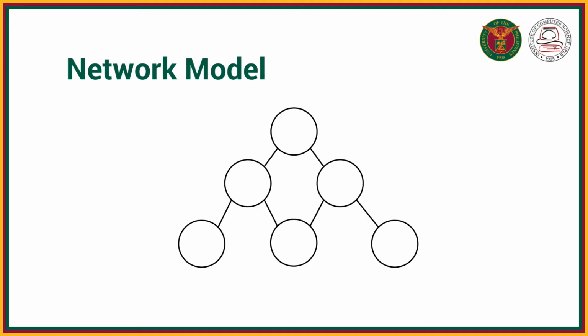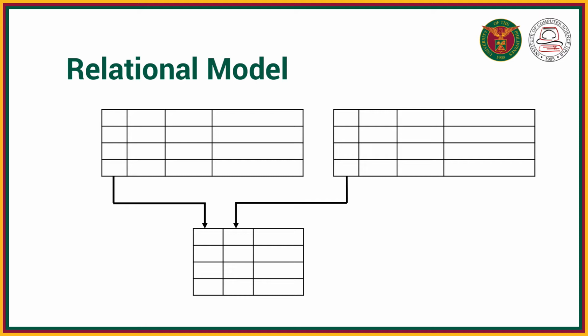And then we have a network model. Somehow this looks kind of similar with the hierarchical model, but it is organized as a graph. Kung mapapansin niyo, meron din ditong node na merong multiple parents. And lastly, this is the relational model. We have a two-dimensional table that represents our data and it shows association with other tables. In the succeeding lessons, we will talk more about this relational model.